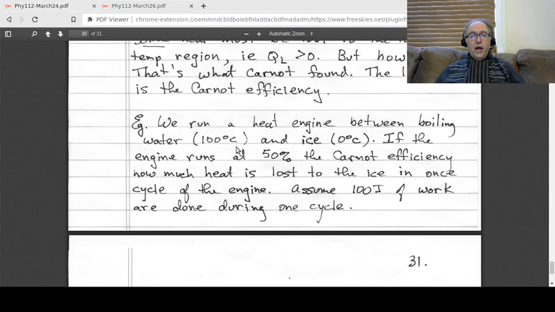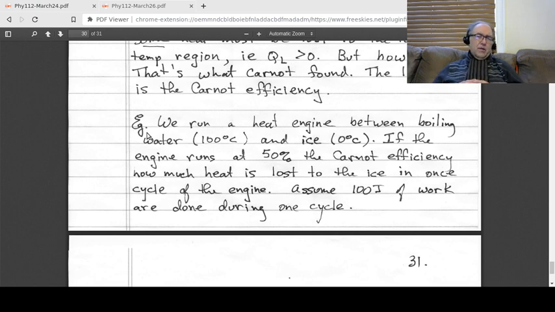Okay, so let's say that we want to run a heat engine. Okay, and we want to run the heat engine between boiling water, which is at 100 degrees Celsius, and ice water, which is 0 degrees Celsius. And so, you say, well, what does this heat engine look like?